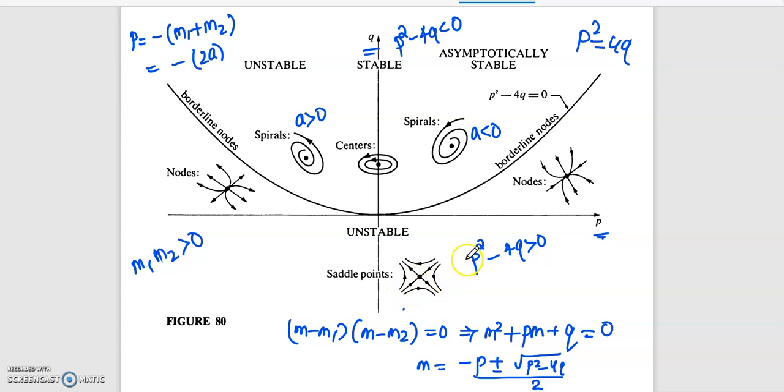So those are all the 5 cases we have. We have 4 different types of critical points and 3 types of stability, and these are the 5 cases we have. So we have the case where we get a center, the case where we get a spiral, the borderline nodes, then you have the nodes, and then the saddle point. So these are the 5 cases for classifying the types of critical points at 0, 0.